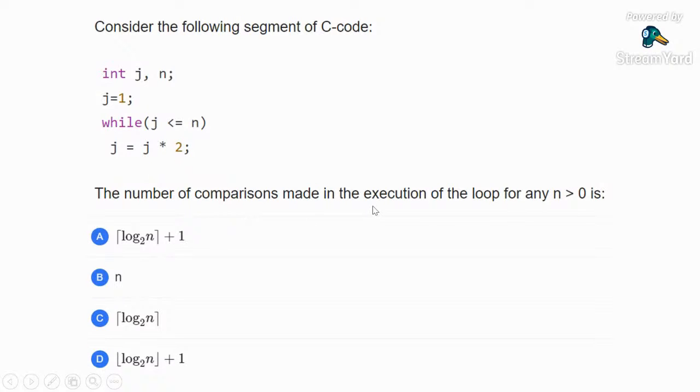The number of comparisons made in the execution of the loop for any n greater than 0. Okay, so you can take any value of n. J is already there, so you can perform some sample calculation and you can find the general expression for this.